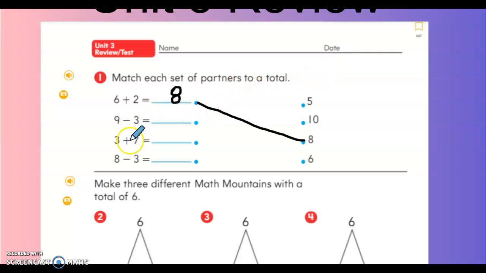Please continue that for the following. Please notice that there are some that are addition and some that are subtraction.